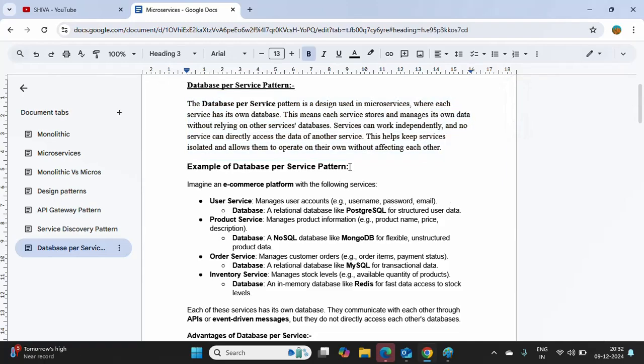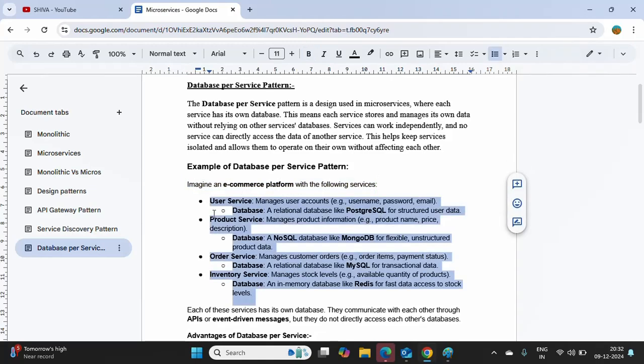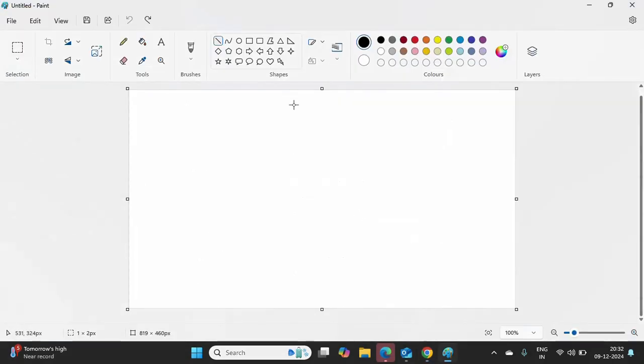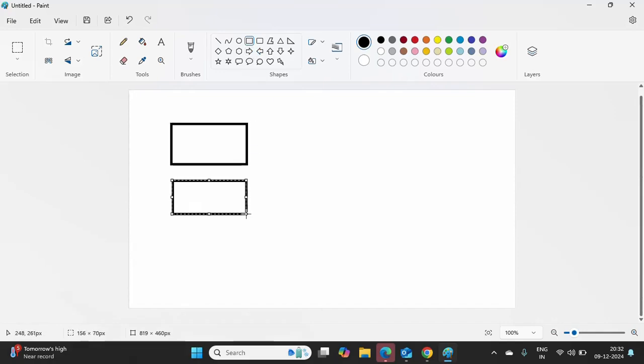I prepared one example. Say you have an e-commerce platform. How many services do we have as of now? User service, product service, order service, inventory service. Let's draw it. I have one service, another service, another service, and one more service.